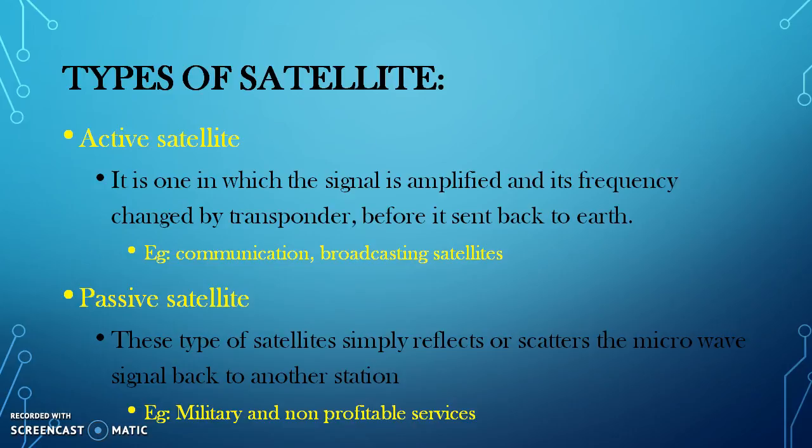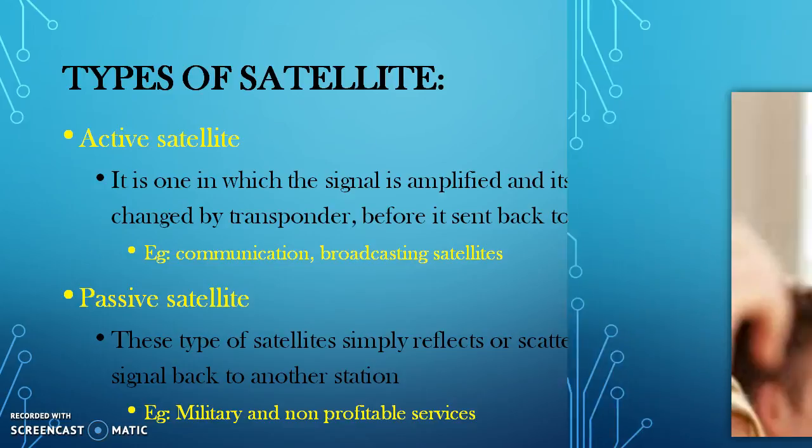Then finally, types of satellite. We have two types of satellite: active satellite and passive satellite. An active satellite is one in which the signal is amplified and its frequency is changed by the transponder before it is sent back to the Earth. Examples: communication and broadcasting satellites. The next one, passive satellite. These types of satellites simply reflect or scatter the microwave signal back to another station. Examples: military and non-profit services.